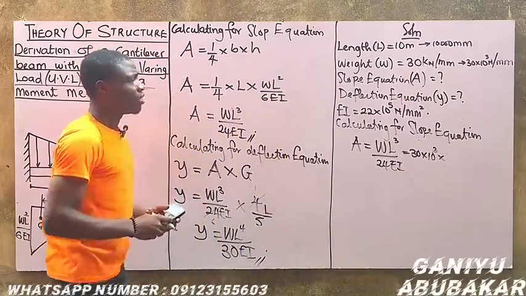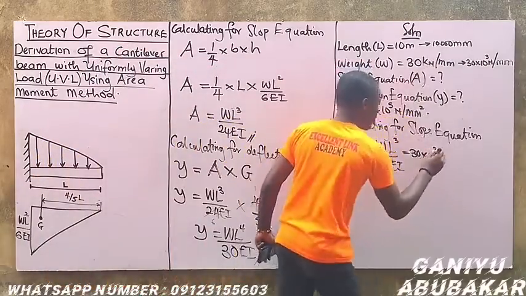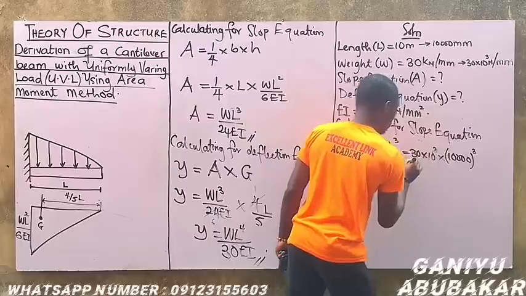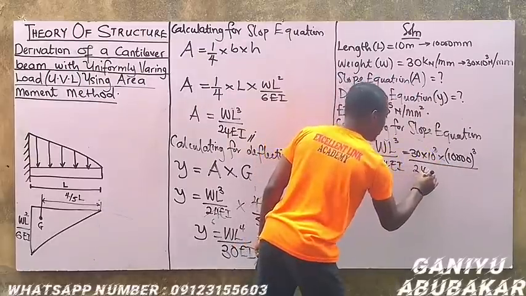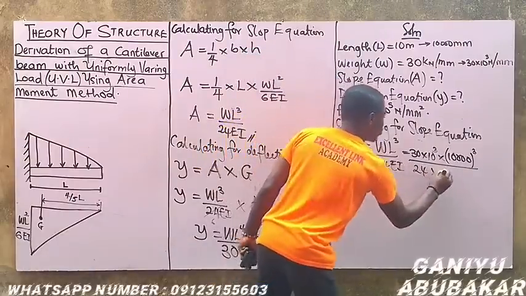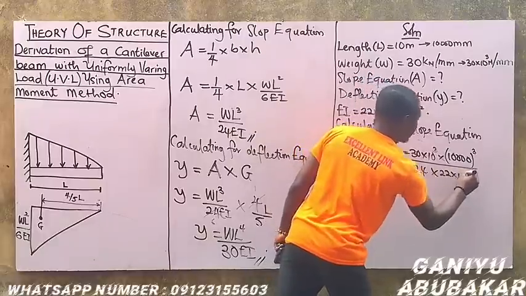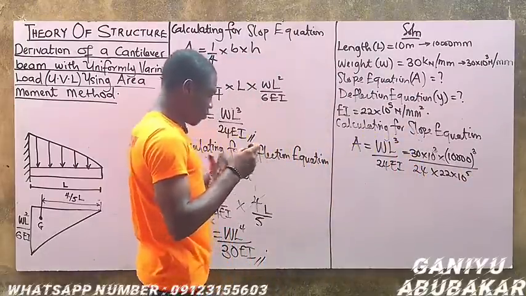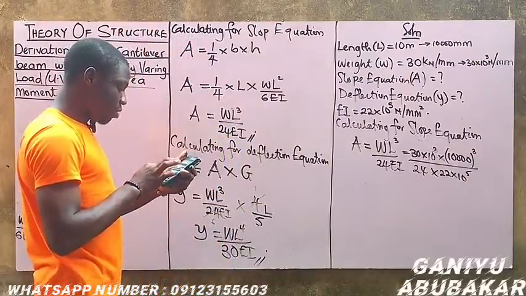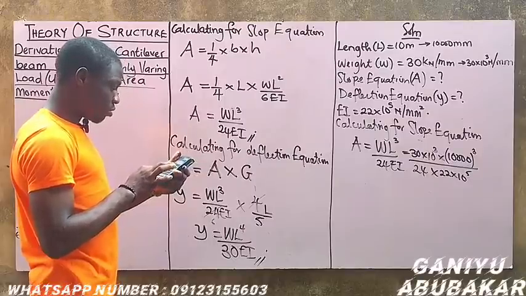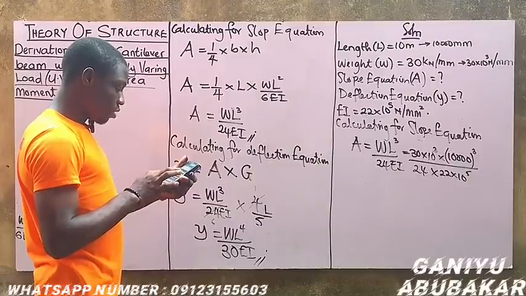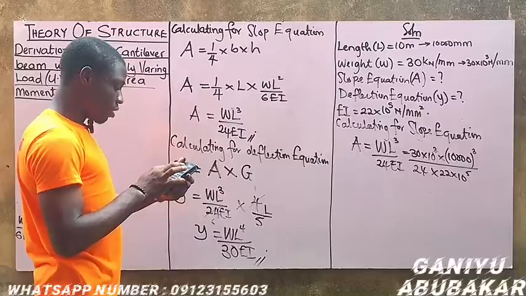So I'm using the value for this one here. That's 10,000, all to power 3, all over 24 here, multiplied by EI. What's my value for EI? EI is going to be 22 times 10 to the power 5. So let's try to get the value. For my numerator there, I have 10,000 to the power 3 multiplied by 30 times 10 to the power 3.